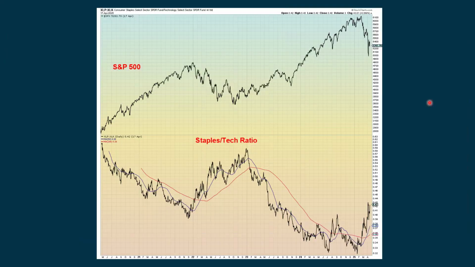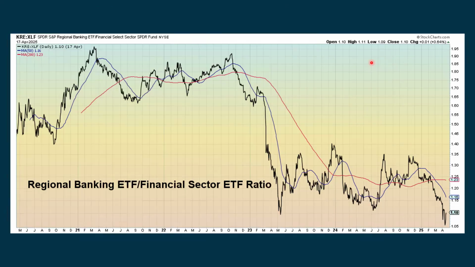Then we look at a ratio between staples. These are defensive stocks like toilet paper and toothpaste, and they're outperforming the tech sector. And we're seeing this ratio, which has already established an uptrend, continuing to be in an uptrend. When this ratio is going down, you notice how the S&P is going up. When this ratio is going up, that means the S&P is going down. So that just shows the market's getting more defensive.